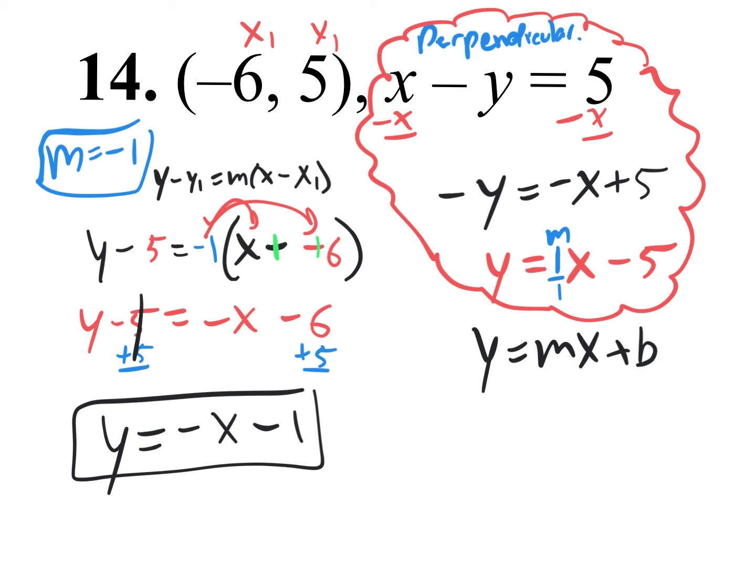Well, my m value is -1. I want to put that right there where the m's at. My x value is -6. I want to put that right there where the x is at. And my y1 value is 5, which I'm going to put right there where the y is at. So let me write this out. Instead of y, I'm going to put a 5 equals m is -1 times x. x is -6 plus b.